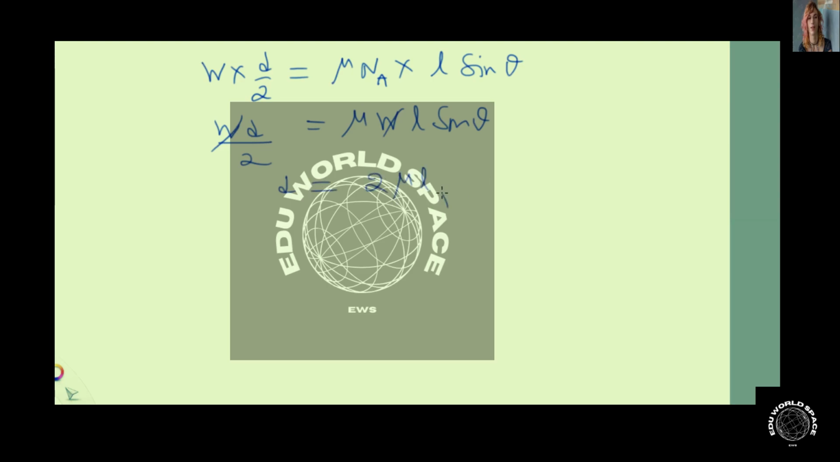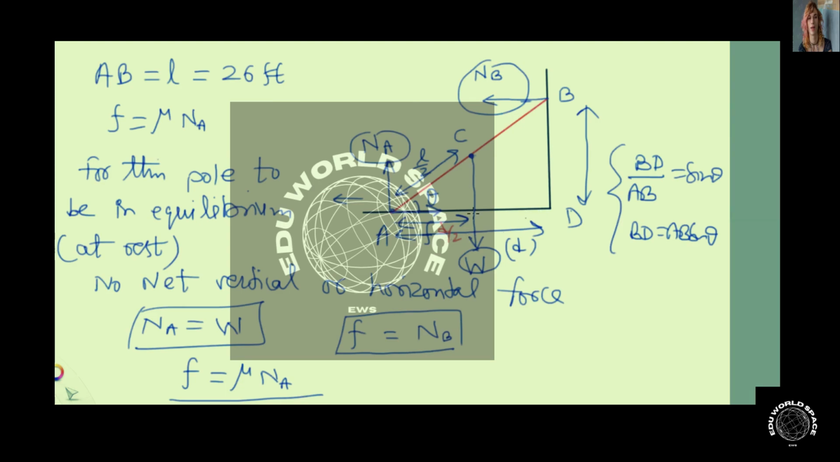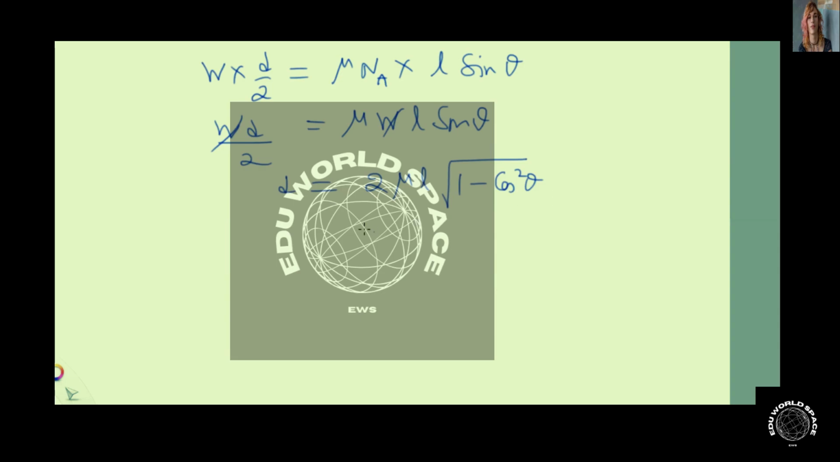And now for sine theta, this is square root of 1 minus cos square theta, because in this right angle triangle, we know the value of cos theta, base upon hypotenuse. Here base AD is unknown, we have to find it, and hypotenuse AB is known. That's why we have converted it into cos theta. So finally plugging in all known values, D is equal to 2 times 0.3 multiplied by 26 feet, square root of 1 minus base, which is D square, by hypotenuse, which is 26 again.